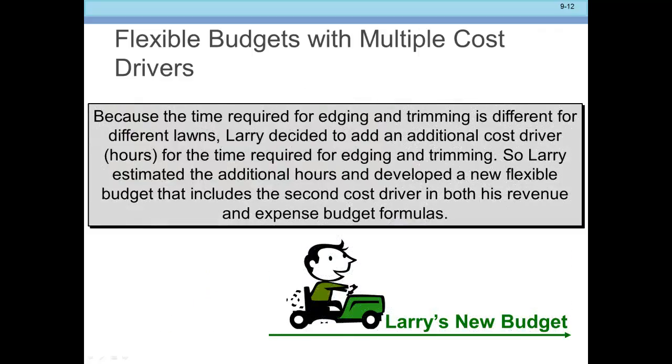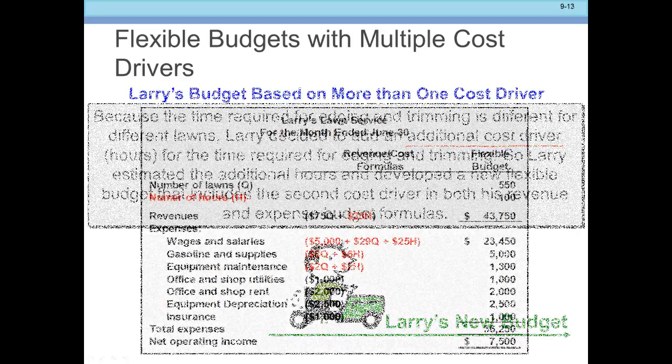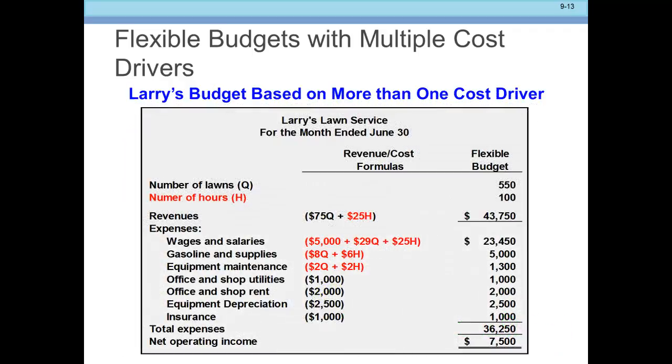Because of the large unfavorable wages and salary spending variance, Larry decided to add an additional cost driver for wages and salaries. The variance is due primarily to the number of hours required for additional edging and trimming. So Larry estimates the additional hours and builds those hours into both his revenue and expense budget formula. The new revenue formula is $75 times the number of lawns, which is Q, plus $25 per hour spent on edging and trimming, which is H.